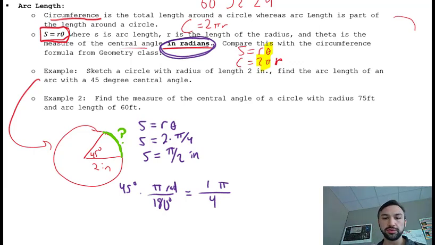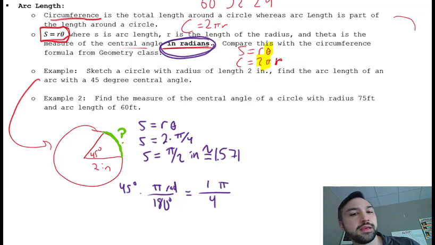Now, if you were told to round, again, you really shouldn't round unless you're forced to. But if I round that in my calculator, it's about 1.571. And that makes a lot more sense. If this is 2 inches, this being about 1.5 is a lot closer. 90 should not make sense though.